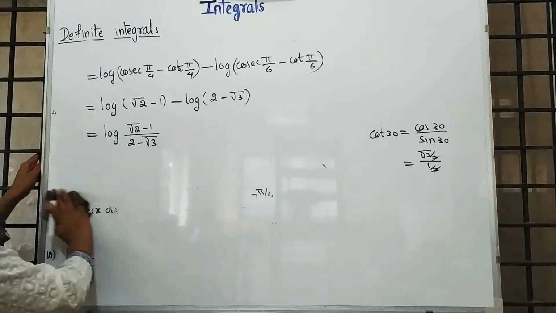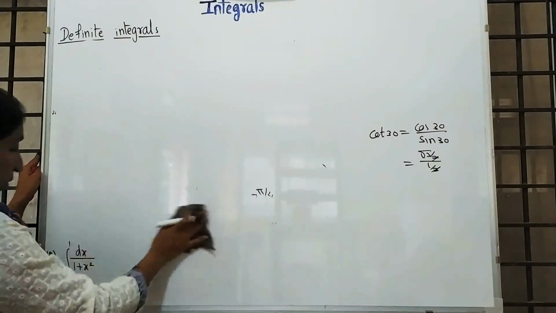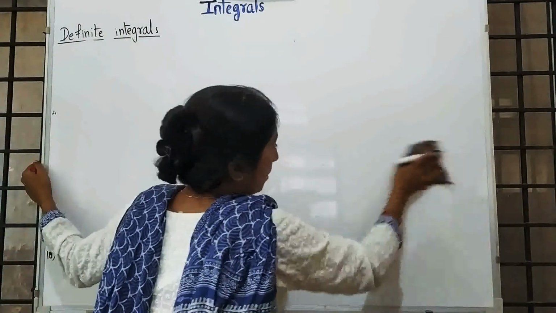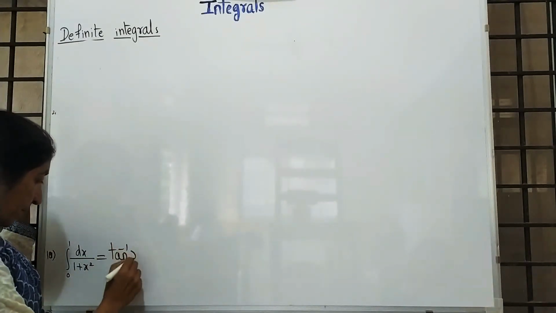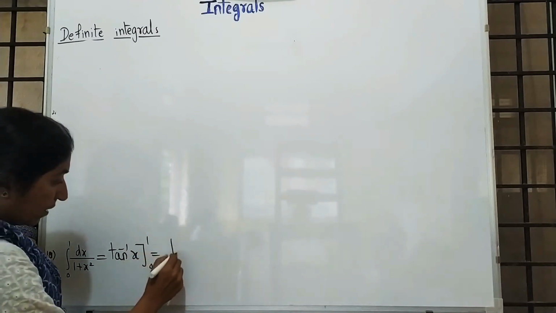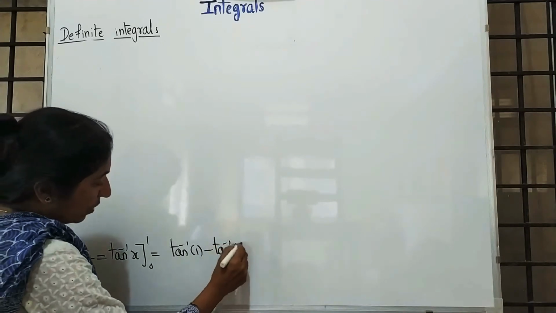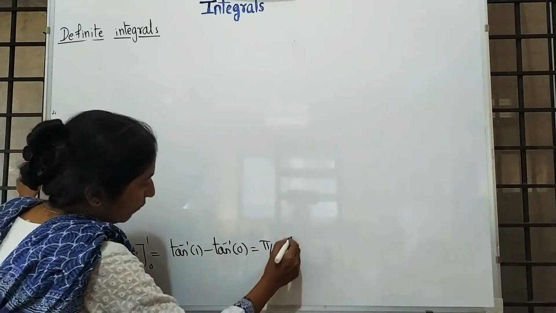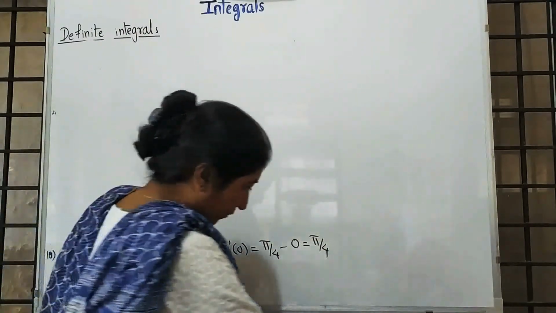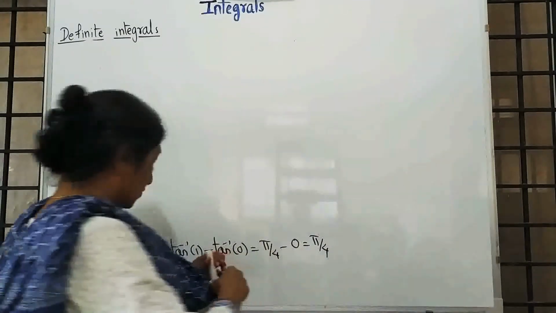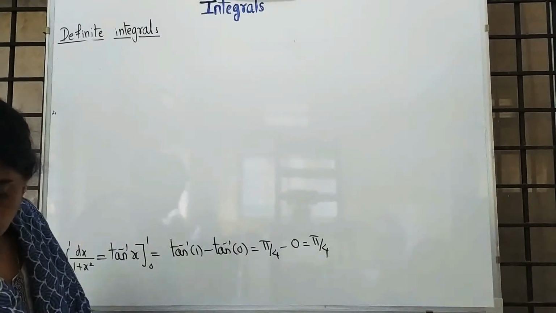Next, 10th one. Integration from 0 to 1, 1 upon 1 plus x square, and it is nothing but tan inverse of x from 0 to 1. Tan inverse 1 minus tan inverse 0. Tan inverse 1 is pi by 4 and tan inverse 0 is 0. Finally we got the answer pi by 4. Moving to the next question.